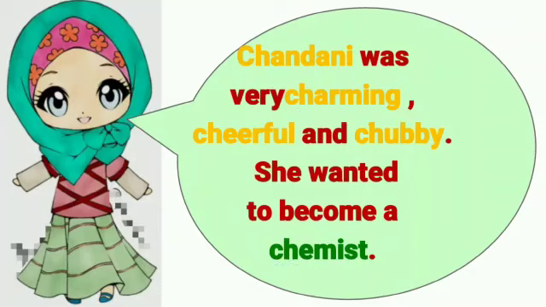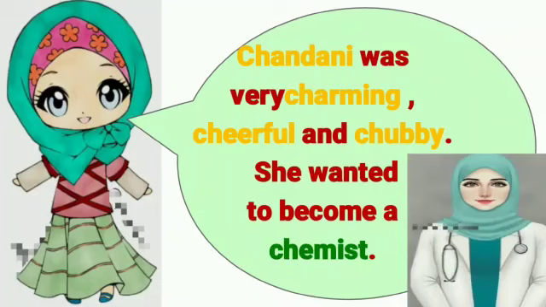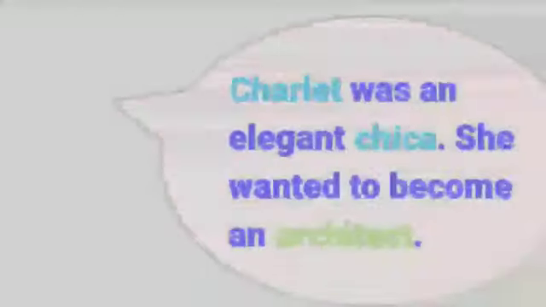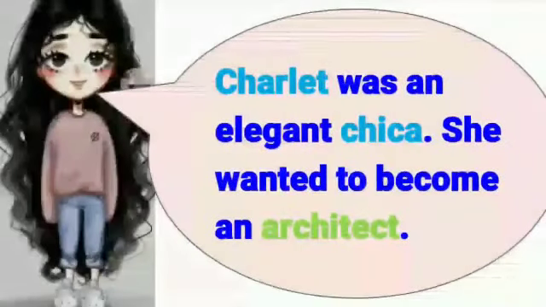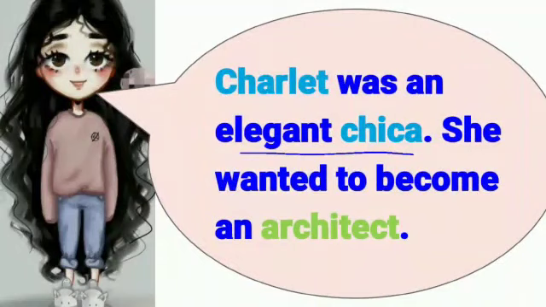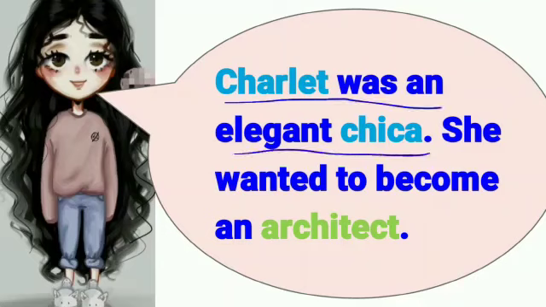Now let me tell you something about her friend, as you can see in the picture. She wanted to become a chemist, as I've told you. So now let me tell you about her friend Charlotte. Charlotte was an elegant chica, as you can see in the picture also. And what's the meaning of chica? Yes, little girl.